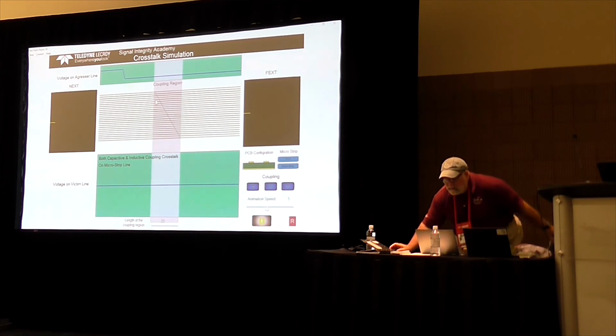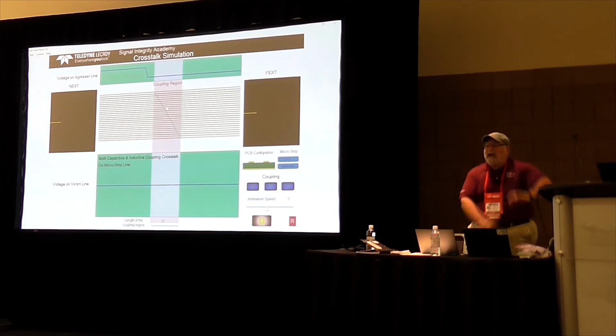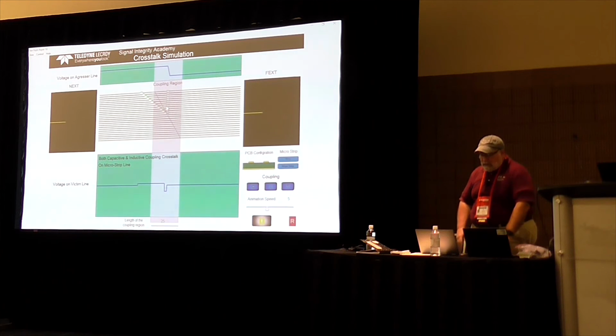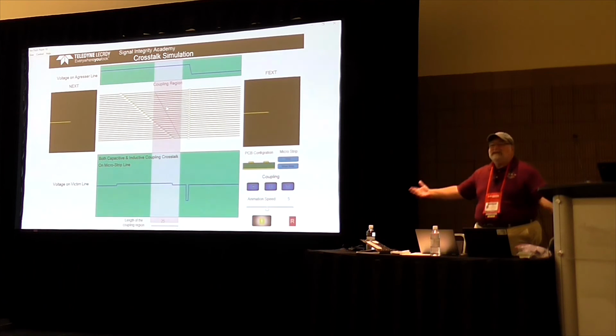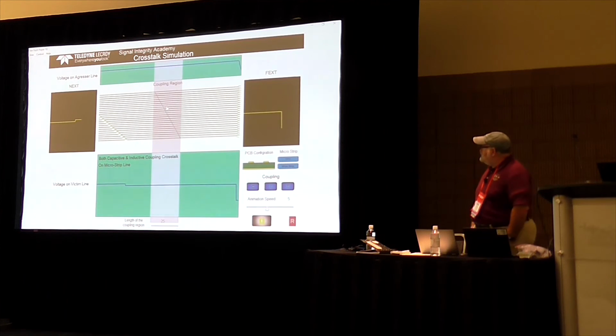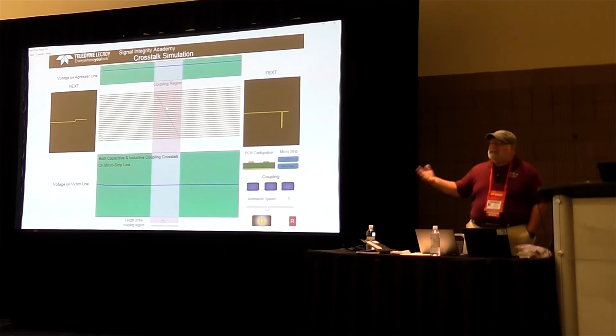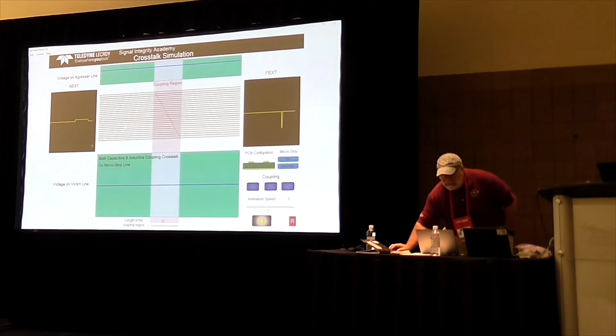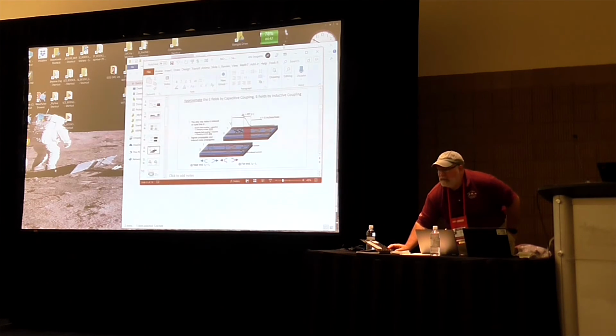So here we've seen the coupling. They both dribble back. We're going to get the sum of the two in the near end. And in the far end, because the inductively coupled crosstalk is larger, we see it increasing in the negative direction until it comes out and we get that different signature of far end crosstalk. Okay, very important.